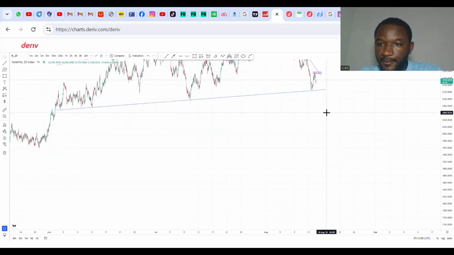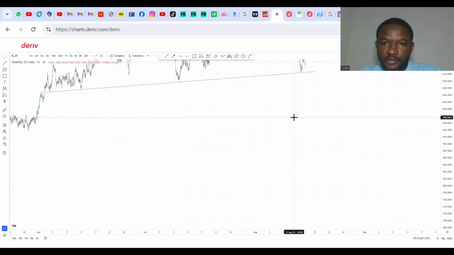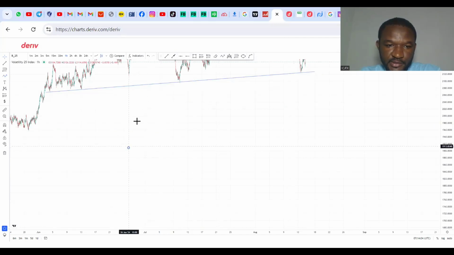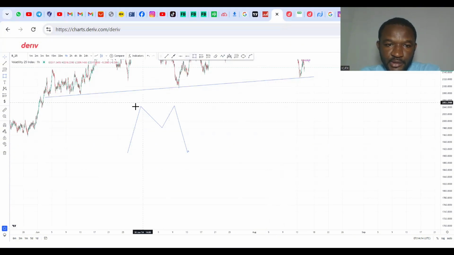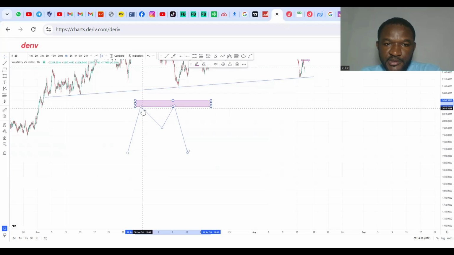Let's start with the M pattern. In Forex we have what we call the M pattern, and this is how it is. It simply means that when the market goes up and tests a zone, a resistance zone, returns back, gets back to that zone and drops. That's simply the M pattern.